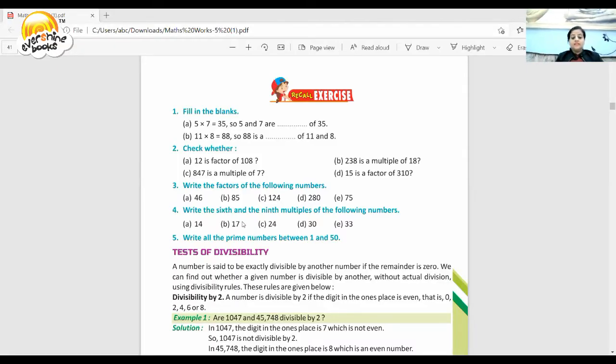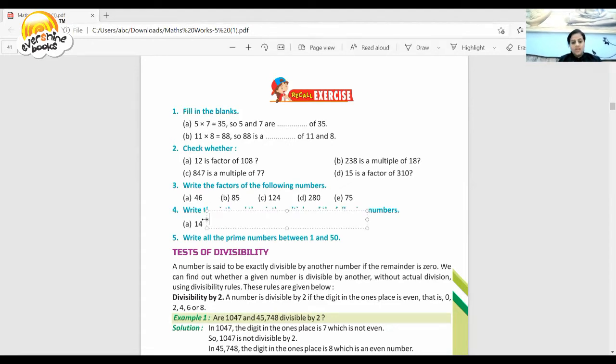Here, write the sixth and ninth multiple of the following number. So you have to know that. Here I am going to tell you. 14 into 6, you should know, is 84. And 14 into 9 is 126. Likewise, you have to write all the numbers like this.